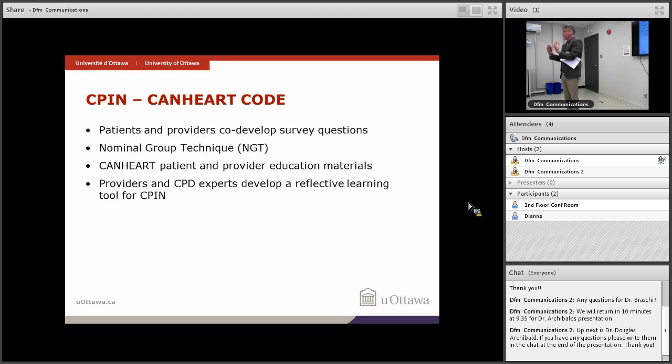The aim is to develop questions that providers really want to know about, but also that patients feel they'll be able to answer. So we get together in a room and develop these questions for CPIN. Canhart has already taken on an educational endeavor to put together a package of patient education materials. These will form the messages, and then this group will get together and we'll use what's called a nominal group technique to develop those questions together.